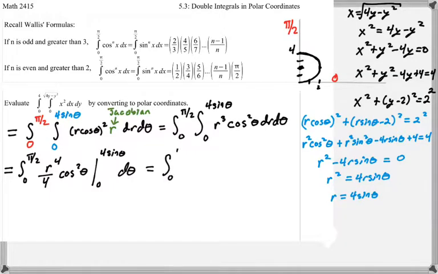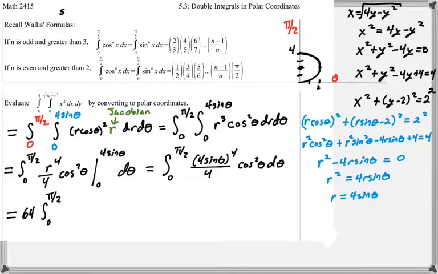I guess I didn't slide the 1/4 out. So it's going to be equal to the integral from 0 to pi over 2 of 4 sine of theta to the fourth power over 4 cosine squared theta d theta. Okay, I think this is what I did. So 4 to the fourth over 4 would be 4 to the third, which is 64, times the integral from 0 to pi over 2. And this is a trigonometric integral here, and because we've got Wallace's formulas here, I think we're going to use Wallace's formula.